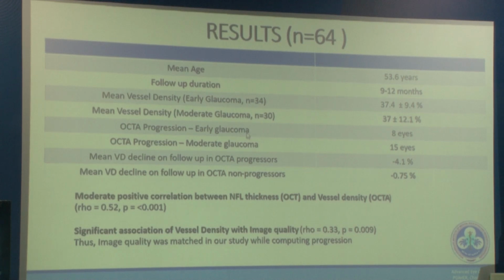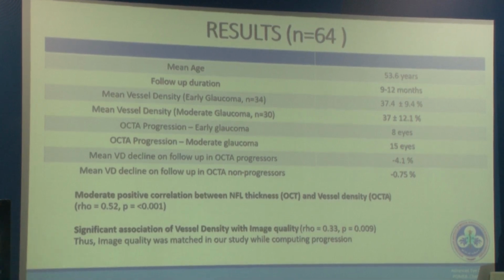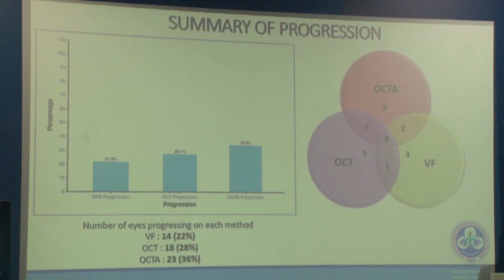The mean vessel density decline in OCTA progressors was minus 4.1, while in OCTA non-progressors it was just minus 0.75. There was a moderate positive correlation between nerve fiber layer thickness on OCT and vessel density on OCT angiography in our study. So this is just to summarize the overall progression. 14 eyes progressed on visual fields, 18 on OCT, and 23 on OCT angiography over the follow-up period.